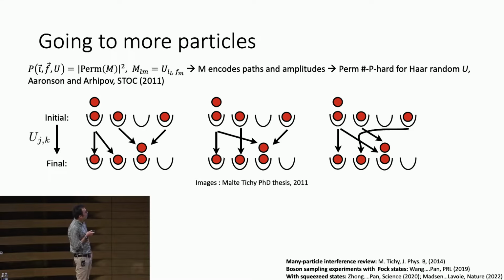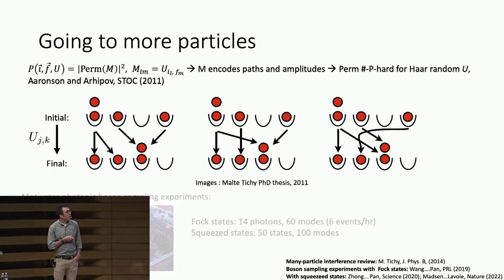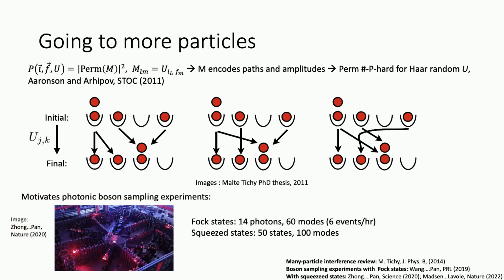If the unitary U that describes the system is Haar random, this is the problem of boson sampling, which has motivated many experiments in photonics. In particular, there's been work in Jian-Wei Pan's group where they've shown 14 photons on 60 modes with successful events at 6 events per hour, and also squeezed state inputs that have higher frequency and are a bit more forgiving on experimental details. And there they've had 50 states on 100 modes.